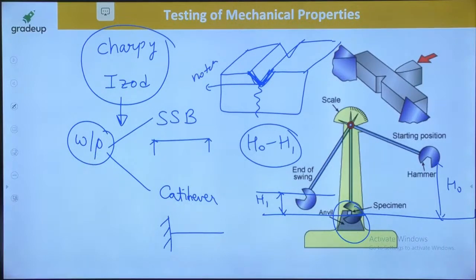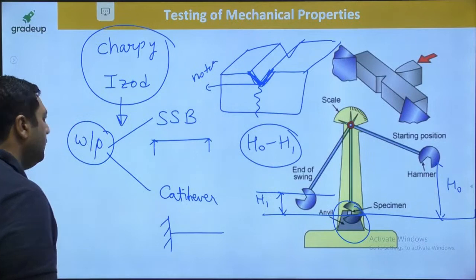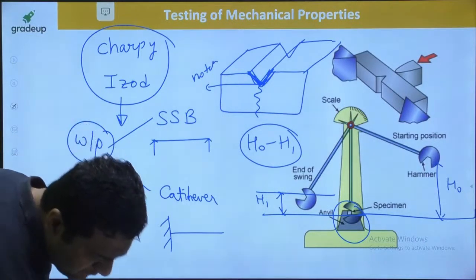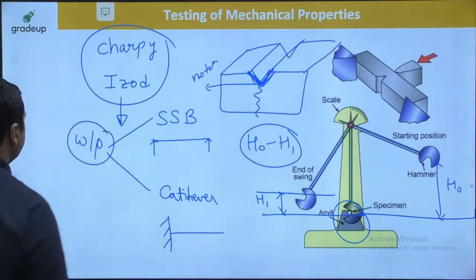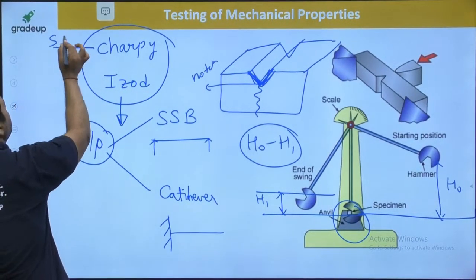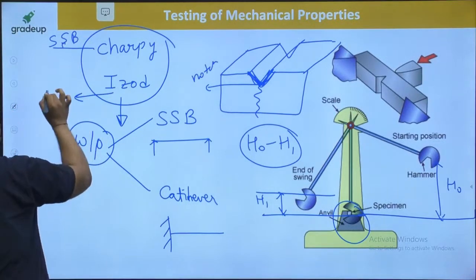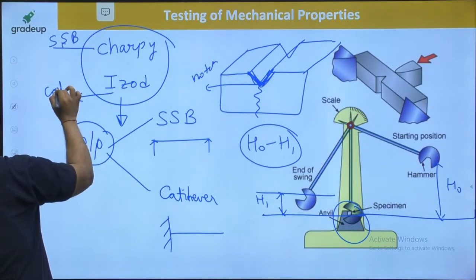And then I will tell you a last test and then we will leave it. So if you want to know, the specimen in the Charpy test is kept like a simply supported beam. In the Izod test we will be putting it as a cantilever.